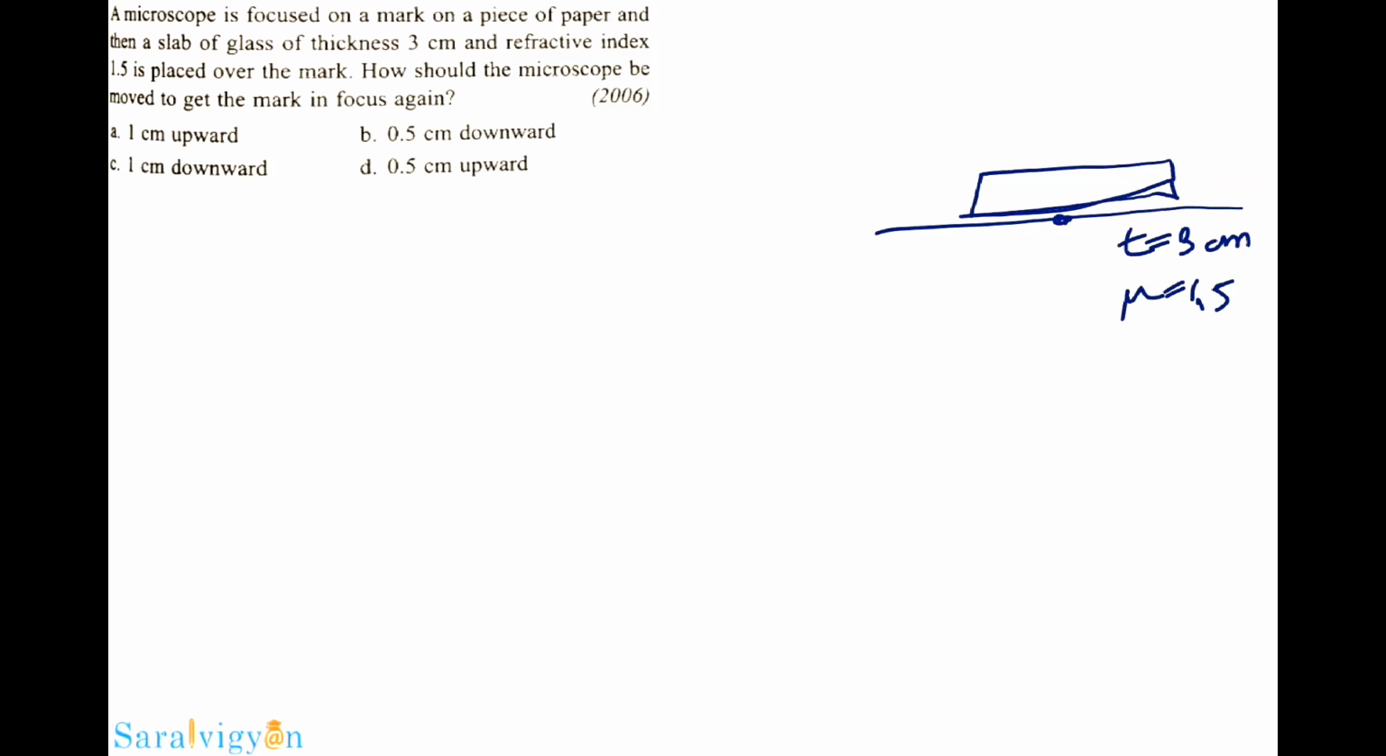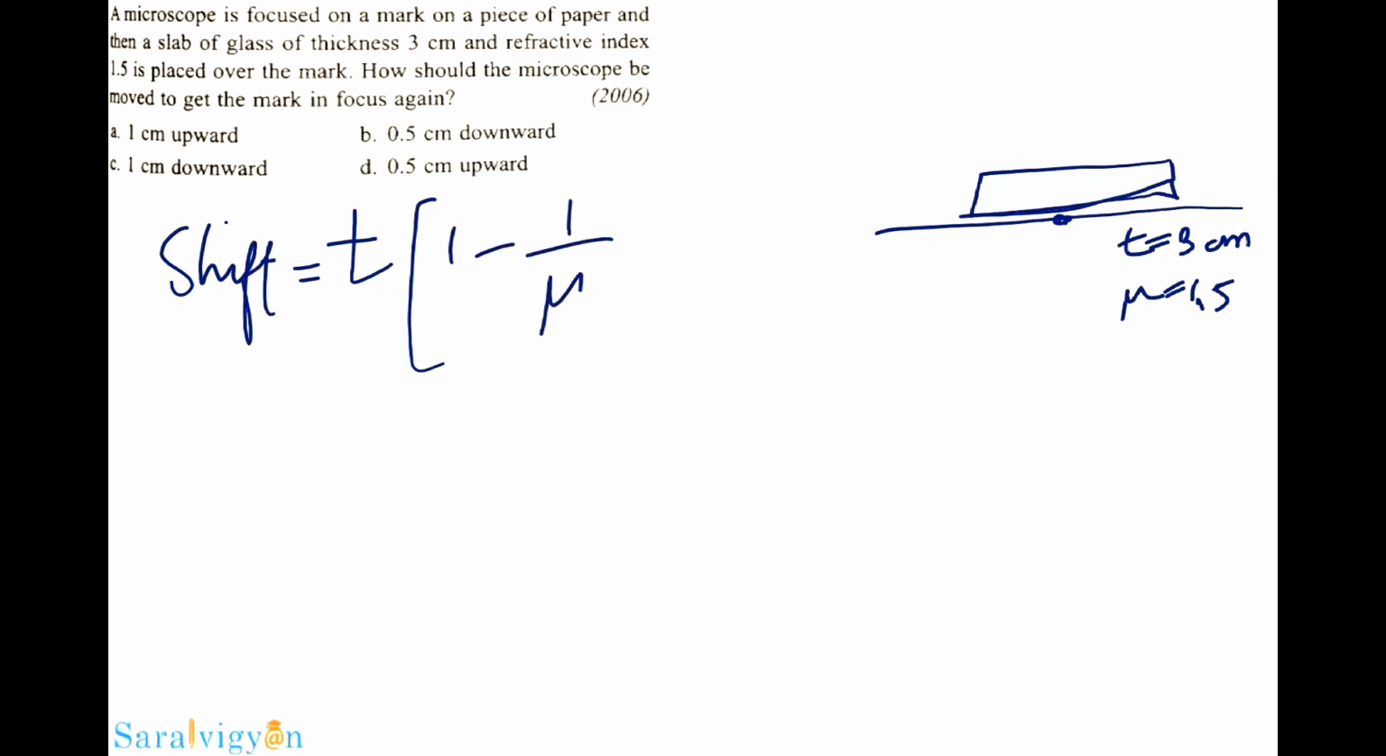And so we know in the case of a rectangular slab, there will be a shift caused in the image, which would be a lateral shift. So we just have to find the shift and whether it is upward or downward. So we have a shift formula, which is shift equal to t into 1 minus 1 by mu.